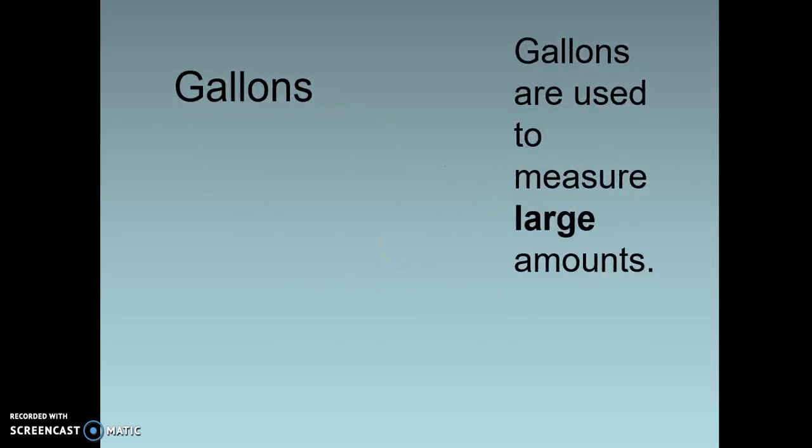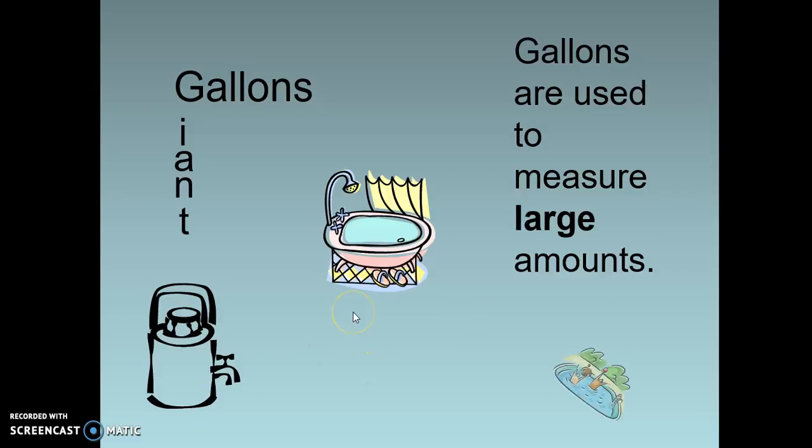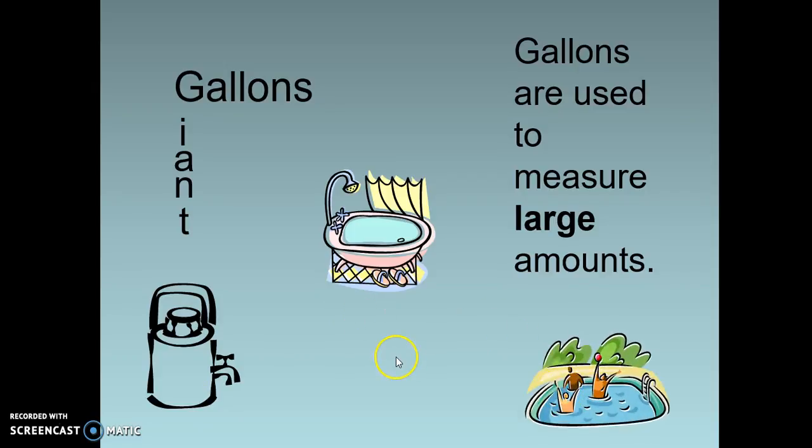First, let's talk about the gallons, or as I mentioned, the largest amount when it comes to capacity. Gallons are used to measure large amounts. I want you to remember that gallon spells out giant when I think about the G. Things like the amount of water that can fit into a bathtub would be measured in gallons. Things that can fit into large containers, jugs, or a swimming pool would be measured in gallons because it's the largest amount in the customary system.